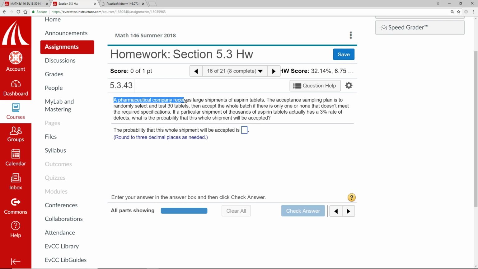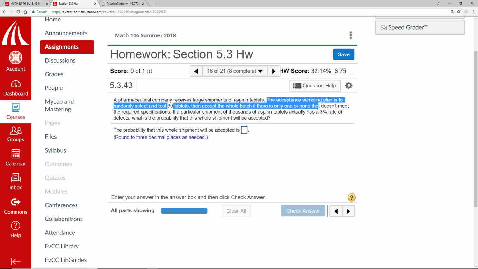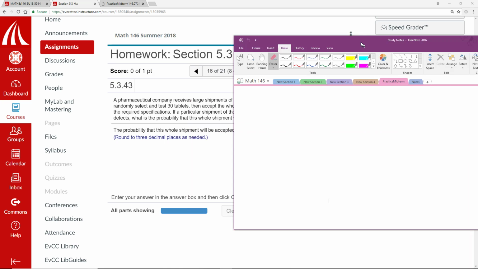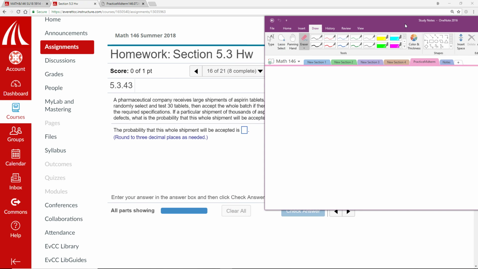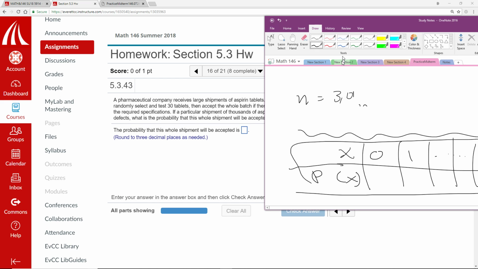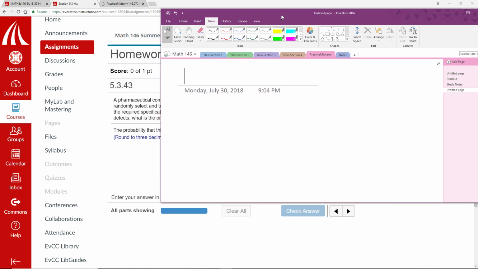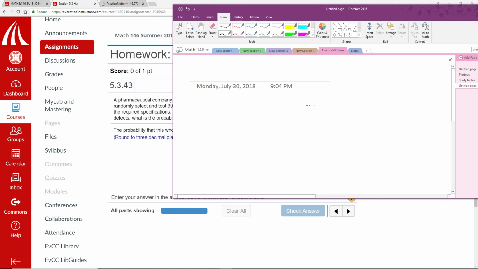A pharmaceutical company receives large shipments of aspirin tablets. Okay. The acceptance sampling plan is to randomly select 30 tablets. So let me get my notes out. Oh, come on. Now you want to populate. Because I have slow RAM on this. I know I do.